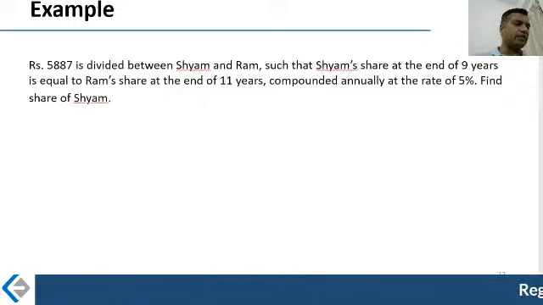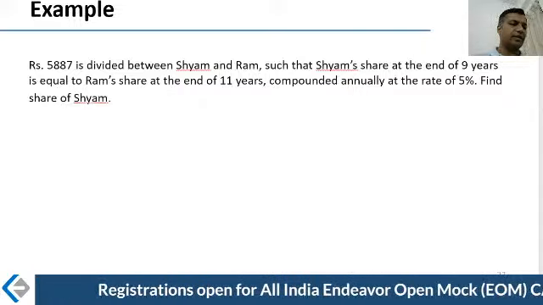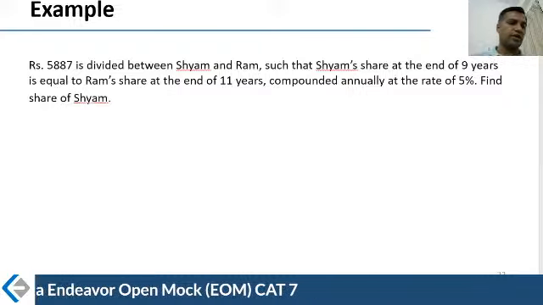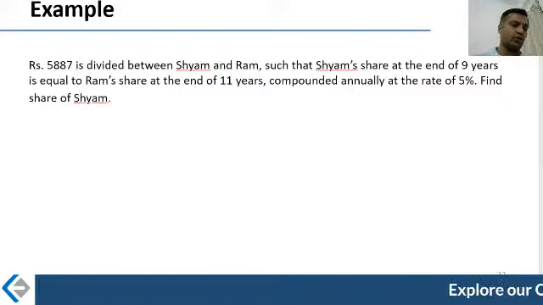I guess you are able to write this. Okay, there is a person whose money is divided between Sham and Ram such that Sham's share at the end of 9 years is equal to Ram's share at the end of 11 years. The shares are going to be equal.